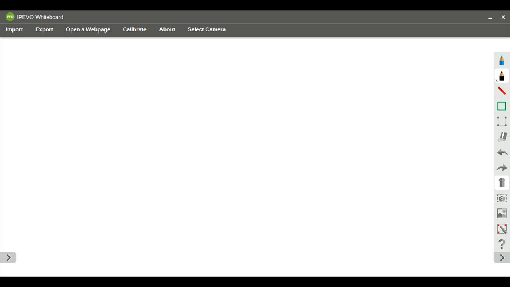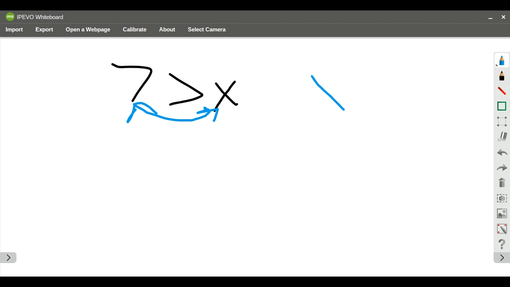So if I have 7 is greater than x. Occasionally you'll come across this, where the variable is not on the left side. When I go to graph it, the very first thing I'm going to do is rewrite it. So I'm going to flip the 7 and the x. So now I'm going to do x and 7. Again, I'm going to put that variable on the left side.